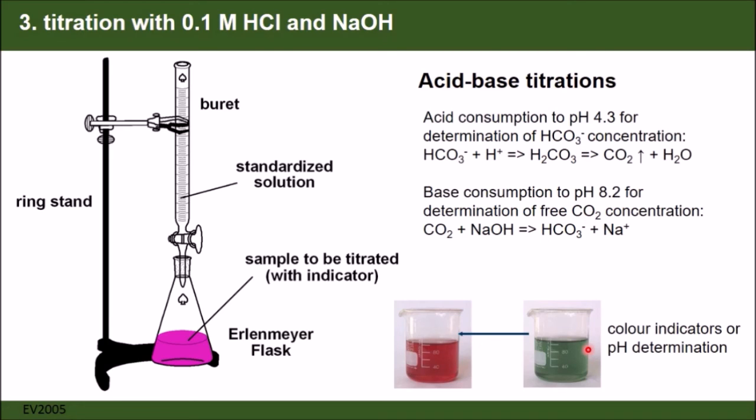Or if you do not use color indicators, you can as well use a pH meter. So for pH determination, you will titrate until you reach a pH of 4.3 or of 8.2. Yeah, so you don't necessarily need a color indicator. You can also use a pH meter.